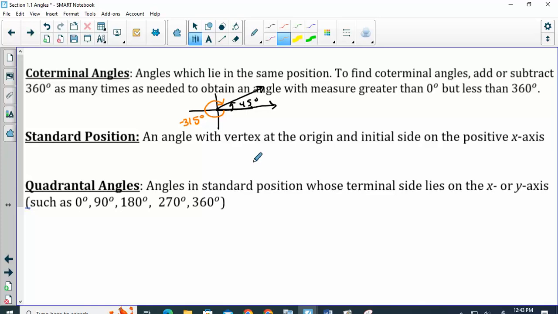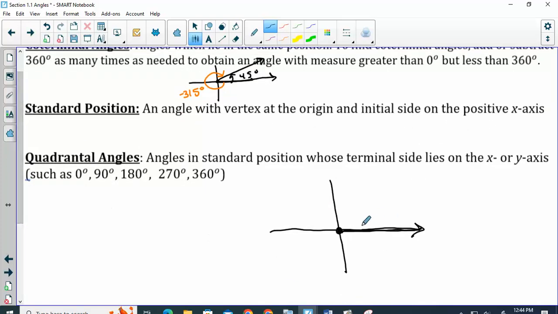What if it is 0? Like, what if the answer comes out to be 0? Let me do this next definition and then I'll explain that. A standard position is how we are going to draw all of our angles. That means you have an angle with a vertex at the origin. What do I mean by the origin? Where the lines intersect, 0, 0. There's the origin. The initial side, the starting side, is on the positive x-axis. And then the terminal side would be wherever it happened to end. So in that case, a 0-degree angle would look like this. The beginning and ending side are the same.